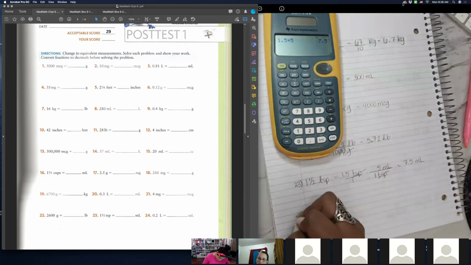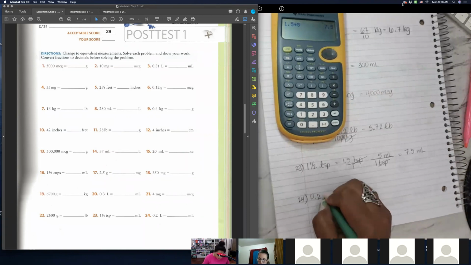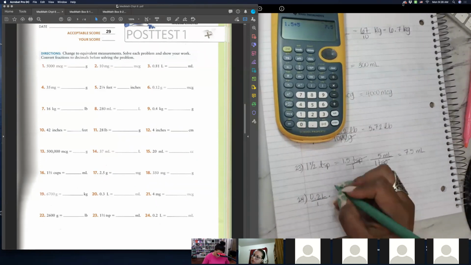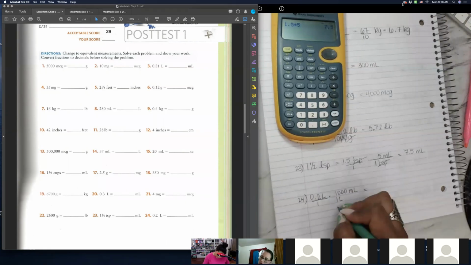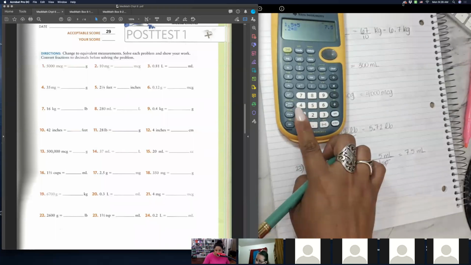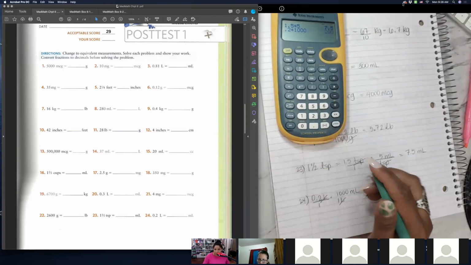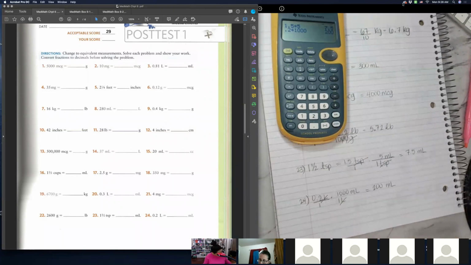Okay, 24. And that's 0.2 liters. We're going to convert to milliliters. So we know 1 liter equals 1,000 milliliters. Our unit will cancel. And then we're just going to take 0.2 times 1,000. And that's going to be 200 milliliters.